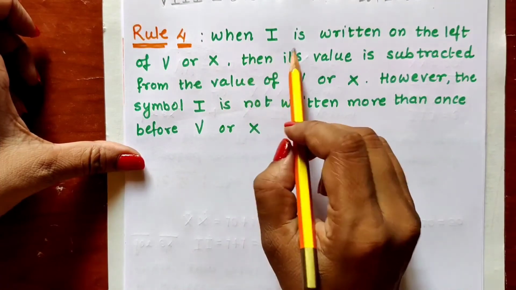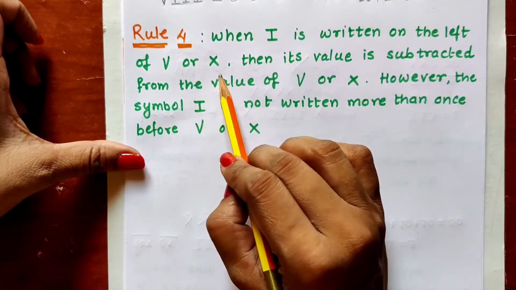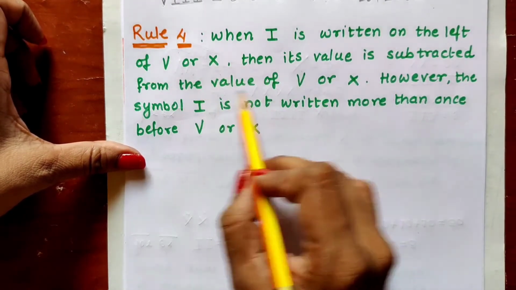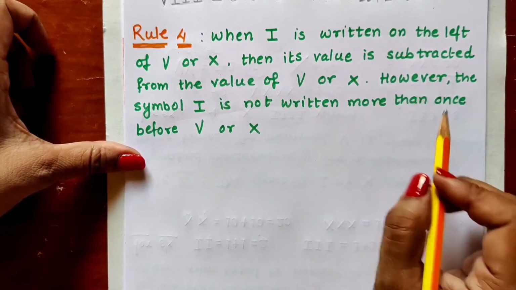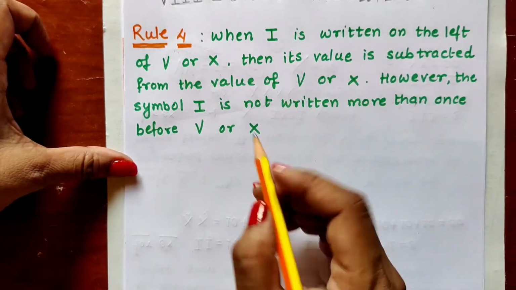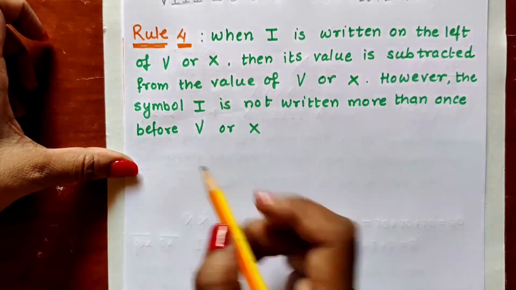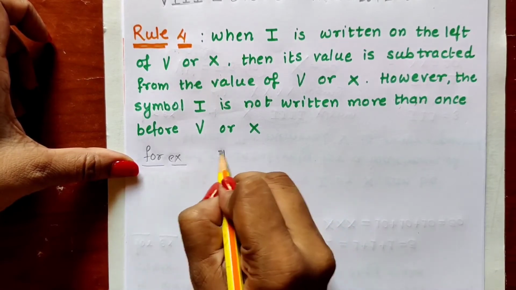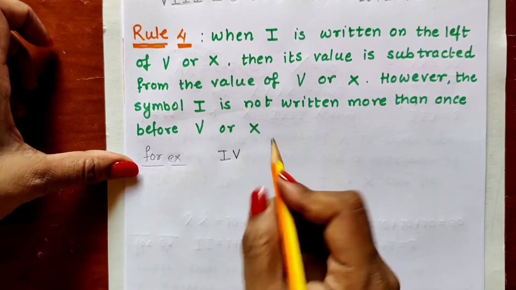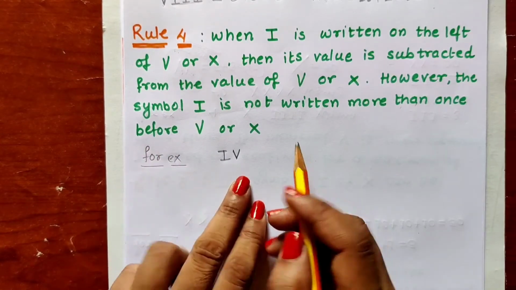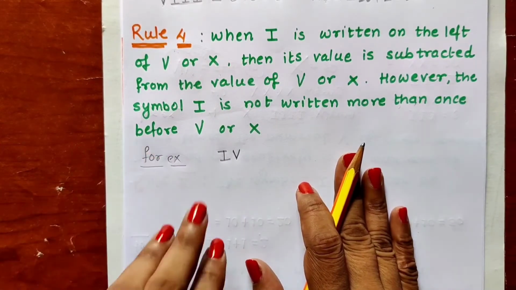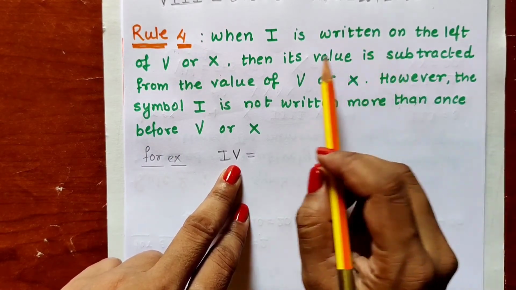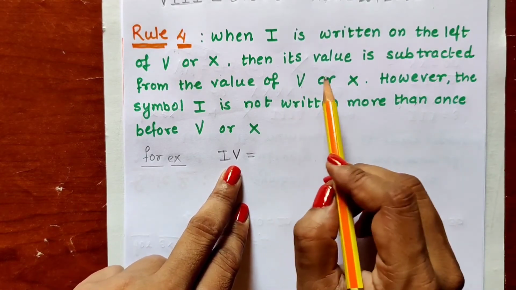Now let us go on to the fourth rule. Rule number 4: when I is written on the left of V or X, then its value is subtracted from the value of V or X. Okay, let us see this rule first, then we will go on to the second sentence of rule number 4. The first sentence is when I is written on the left of V or X. For example, if I write I on the left of V. Now we can see I is written on the left of V. V is on the right, I is on the left. So when I is written on the left of V, what should be done? We have to subtract the value of I from the value of V or X.